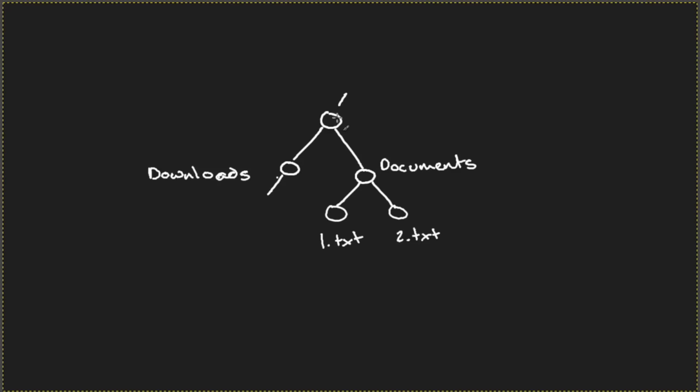I would go back up. I would go into documents. I would see there are two files, 1.txt and 2.txt. Then I would search each file for the file name I want. So I would go to 1.txt and see, hey, this is the file I want, right? So then I grab this node and then I store it somewhere.